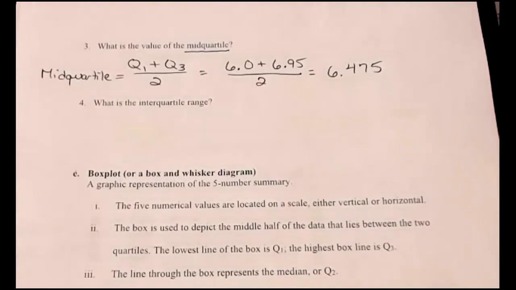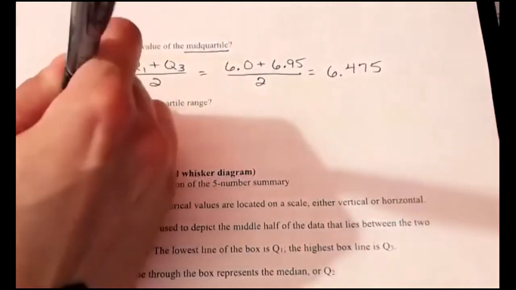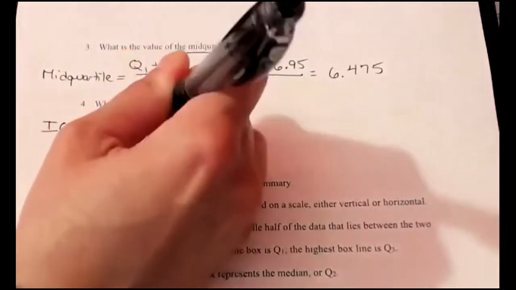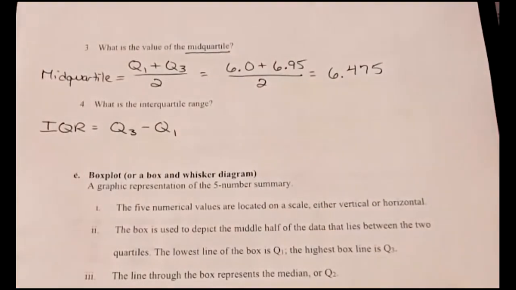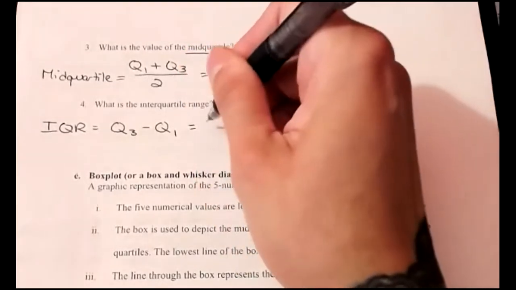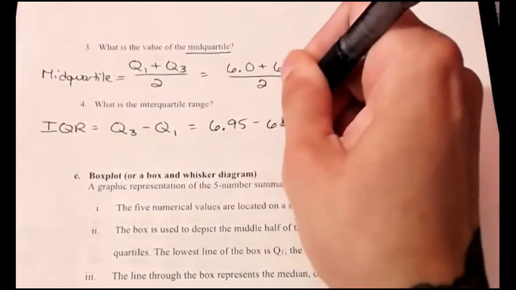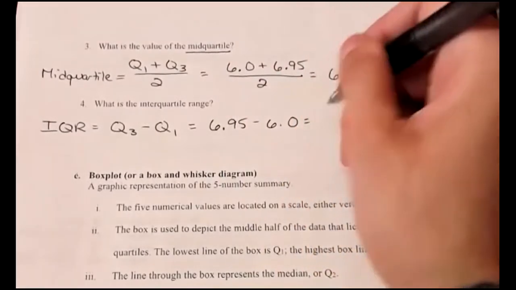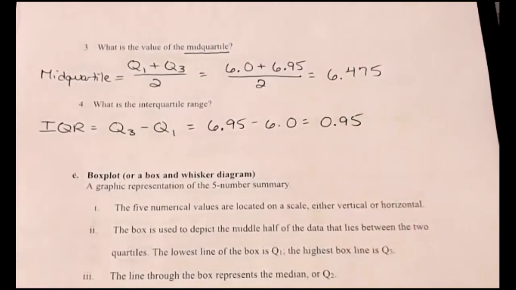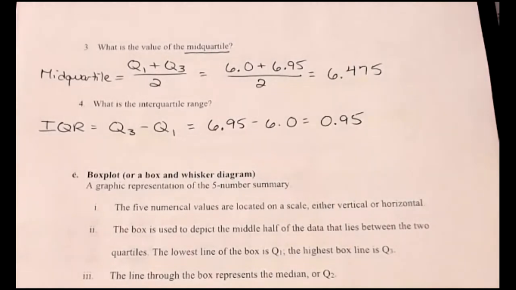Good. Number 4, what is the interquartile range? What's the formula for interquartile range? The IQR. Q3 minus Q1. Perfect. Q3 minus Q1. Think high minus low, right? Interquartile. So you're looking for the middle 50%, and that runs from Q1 to Q3. Awesome. Q3 is 6.95. Q1 is 6.0, and you find that the interquartile range is 0.95. Beautiful. Very nice. We applied the formulas and we have the values that we're looking for.